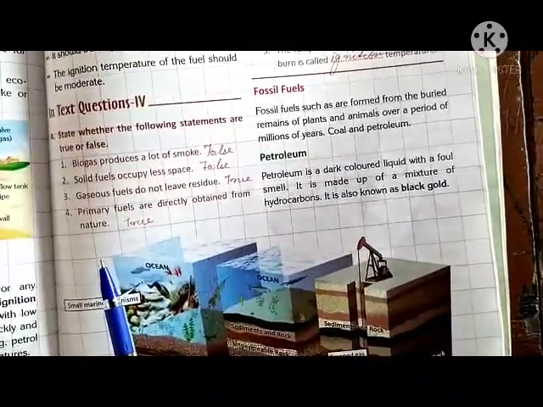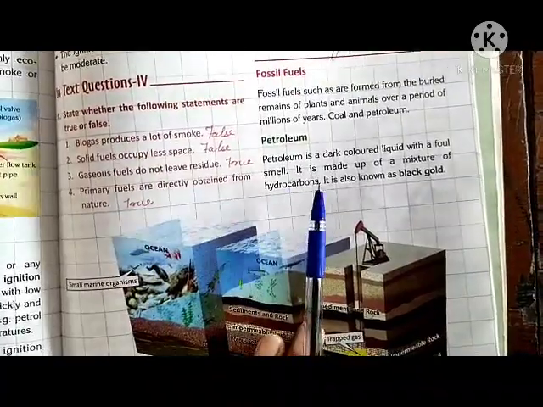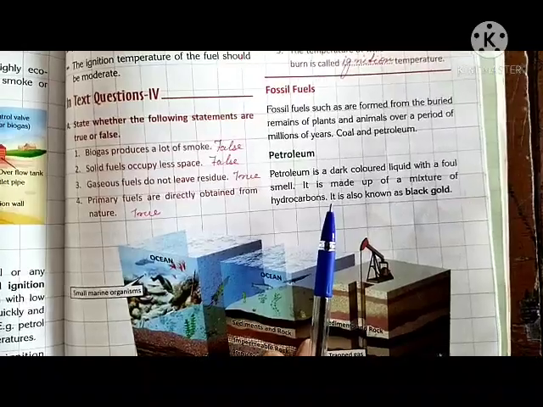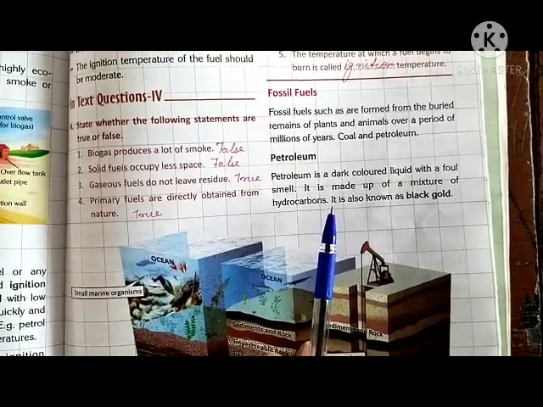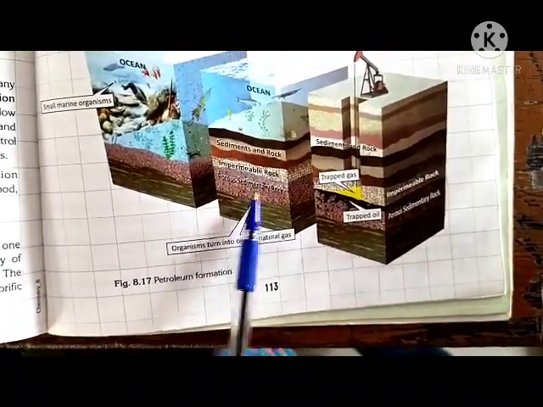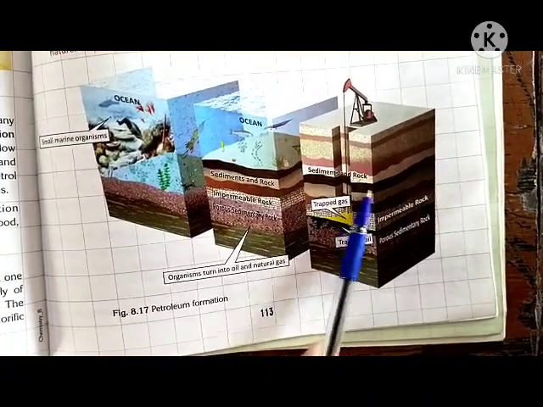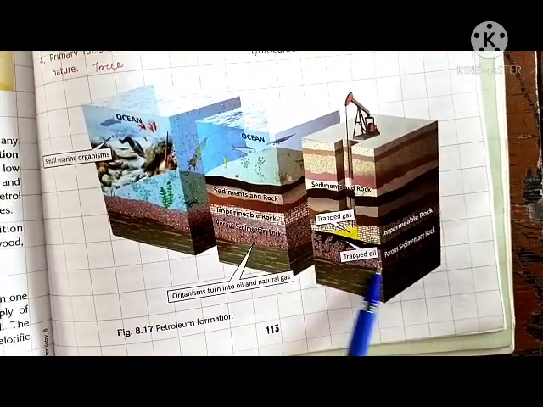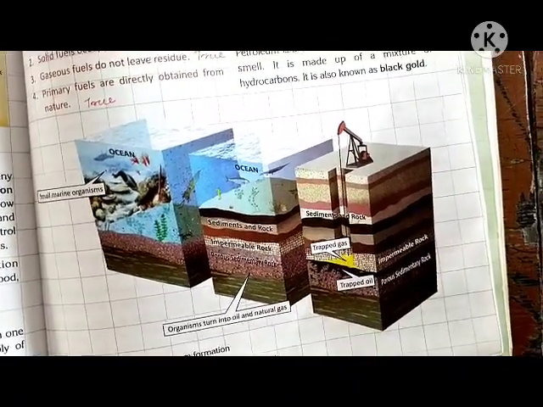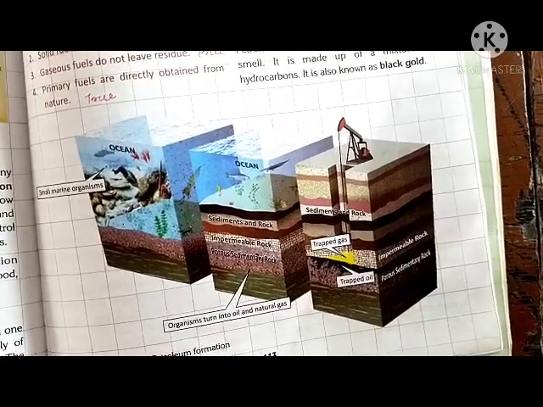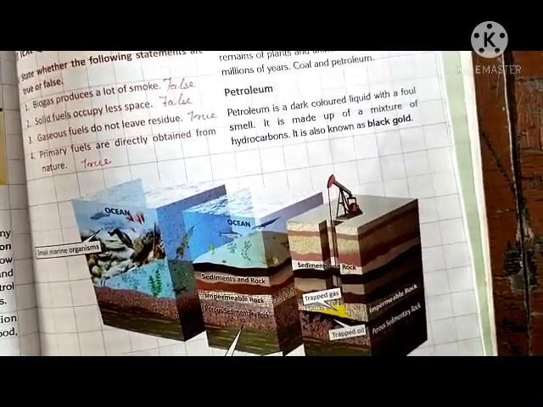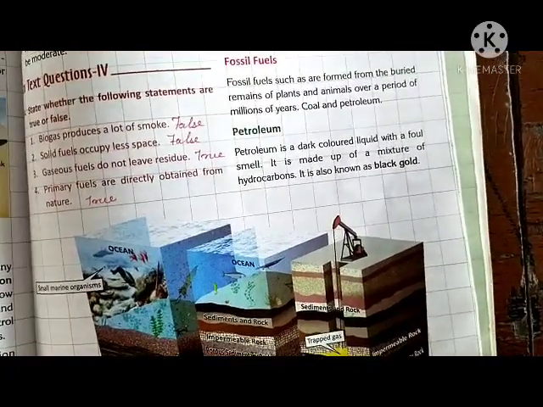Now what are fossil fuels, students? Fossil fuels are the fuels that are formed from the buried remains of plants and animals over a period of millions of years. Like here you can see, students, with this diagram, by the sediments and rocks, the lower part of them contains the fossil fuels, meaning the remains of plants and animals which have gone through the process of sedimentation over many years. The examples of fossil fuels are coal and petroleum.